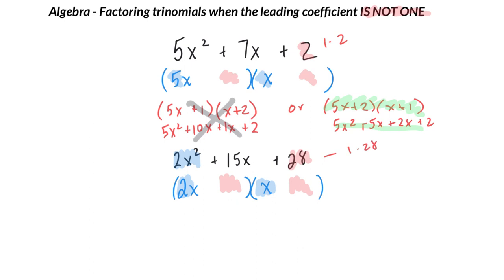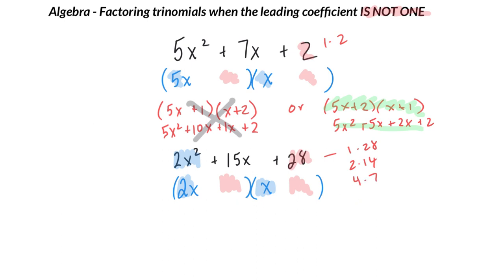So, 1 times 28, 2 times 14, 4 times 7. And if I'm thinking about what I'm going to put in this spot, 1 and 28, if I put 28 there, 2 times 28, there's no way I'm getting 15x. But if I also put 28 here, I'd have 28x. There's no way I'm getting that, so I'm not going to use that one. Now 2 and 14, yeah, 2 times 14 is already 28. I don't think it's that one. I'm going to try 4 and 7.